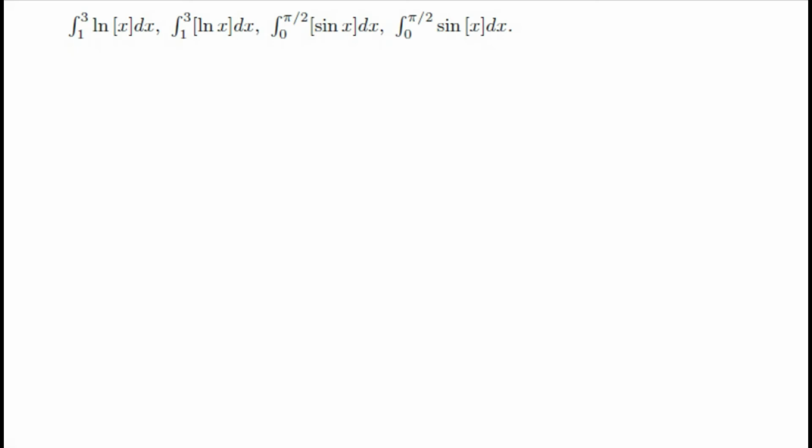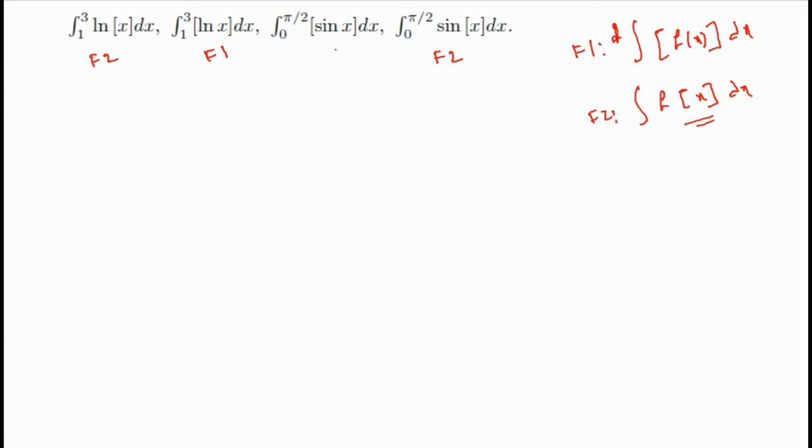For this kind of function, we just recall that one form is the integration of [x] f(x), which is difficult, and another is the integration of f of [x] dx, which is easy. So let's identify: this is form 1 and this is form 2. These two we will solve after solving form 2.